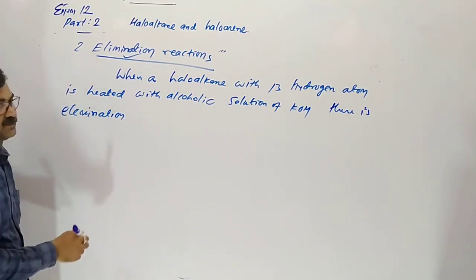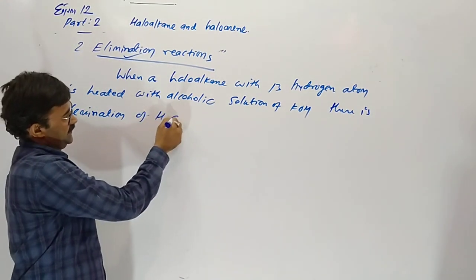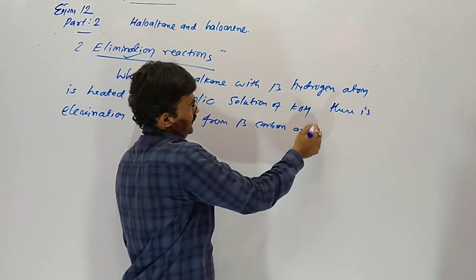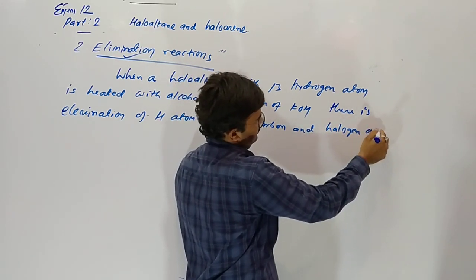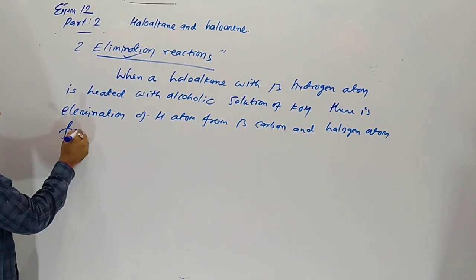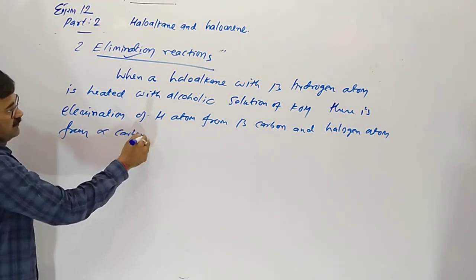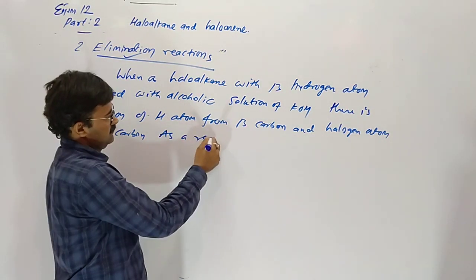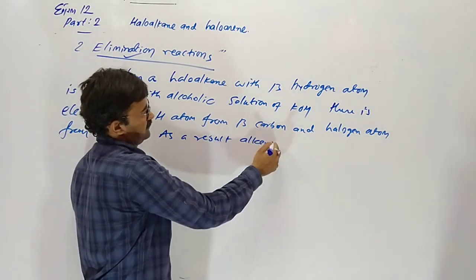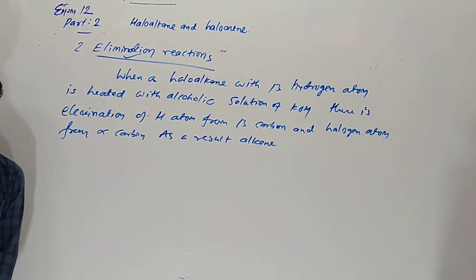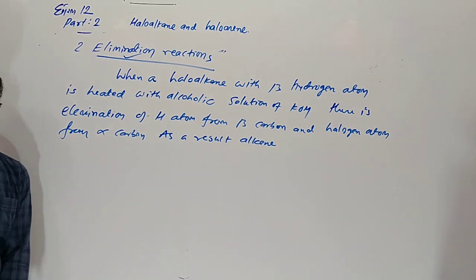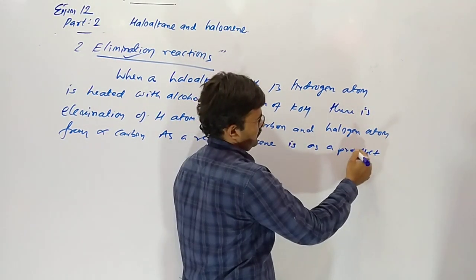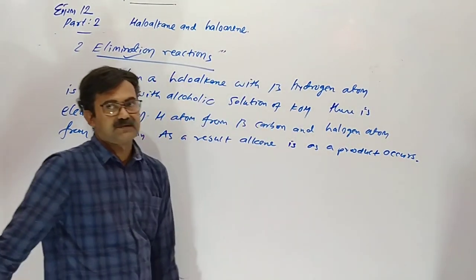Elimination means remove out. Elimination of a hydrogen atom from the beta carbon and a halogen atom from the alpha carbon. As a result, an alkene forms. Alkene occurs as a product.